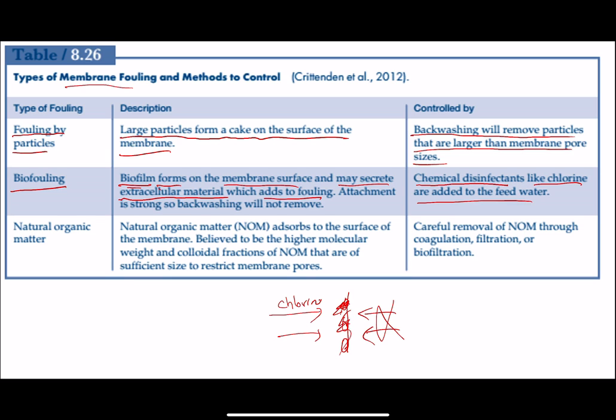The last one is natural organic matter, NOM. The natural organic matter adsorbs to the surface of the membrane. It is believed to be the higher molecular weight and colloidal fractions of NOM that are of sufficient size to restrict membrane pores. Adsorb and then restrict. Of course, we have to do careful removal of NOM through coagulation, filtration, and biofiltration.